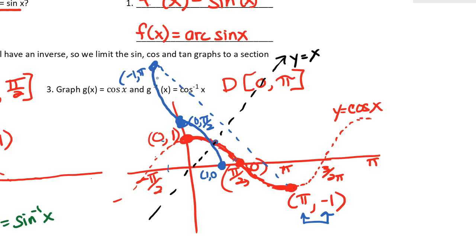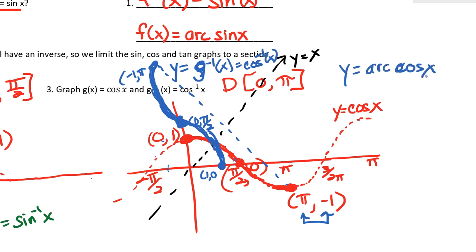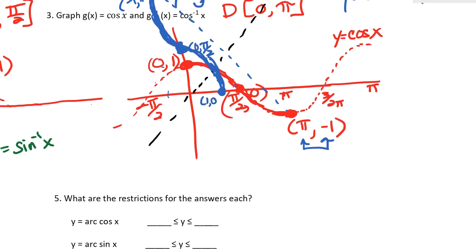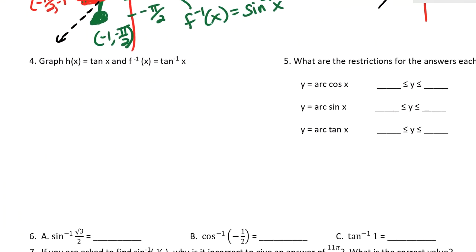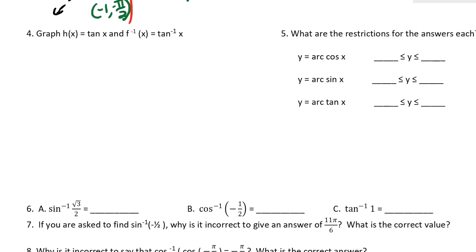So our reflection image, the blue graph, is what we have to learn as the graph of inverse cosine or arc cosine. So y equals, or g inverse of x equals inverse cosine of x, or you could say arc cosine of x. We'll have several days of practice to get used to the restrictions and how to flip-flop those x's and y's.